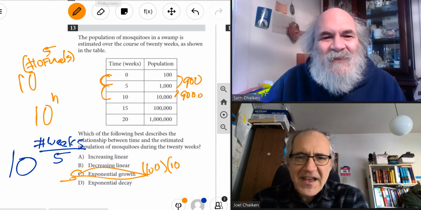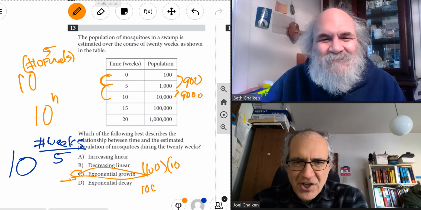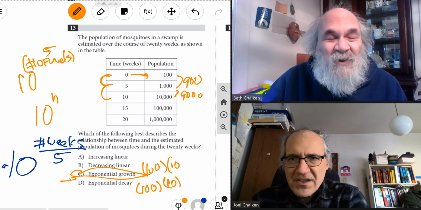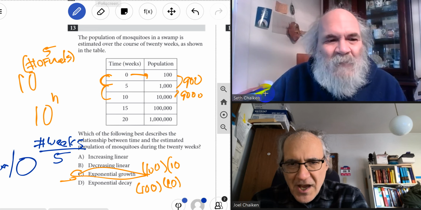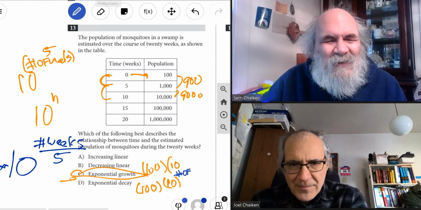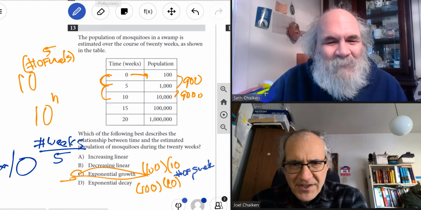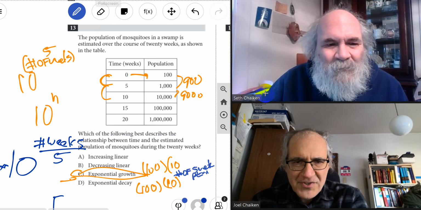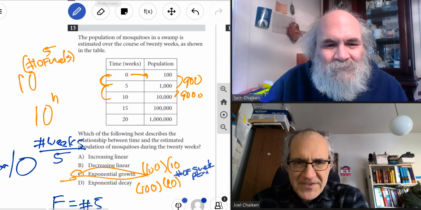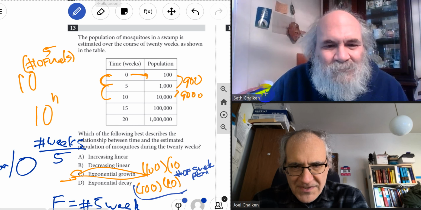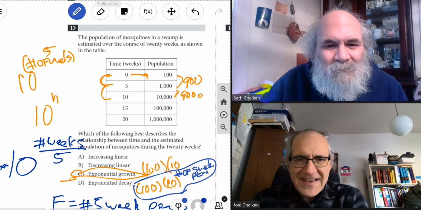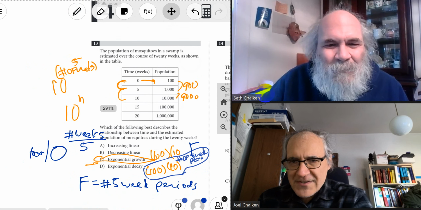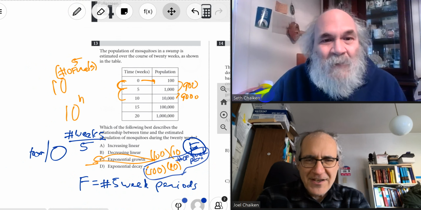The answer to the equation is 100 because that's the initial value times 10. This is the factor. It goes up by 10 to the power of the number of 5-week periods. That's really a good way to understand it. So if there's one 5-week period, then it's 100 times 10, which is 1,000. So the equation is 100 times 10 to the number of 5-week periods, and the number of 5-week periods is the variable. So it's definitely exponential. There's no question about it.